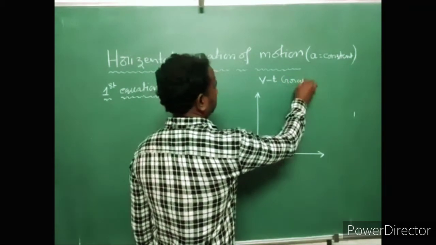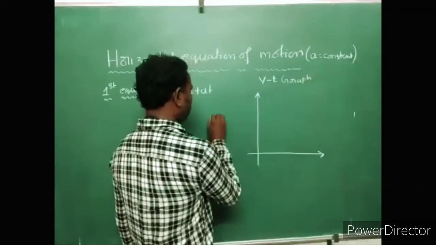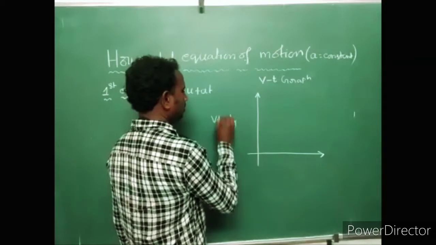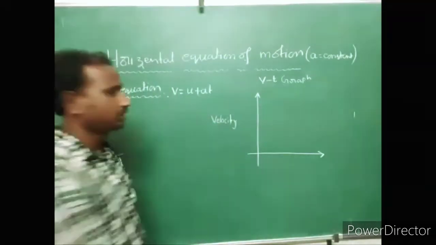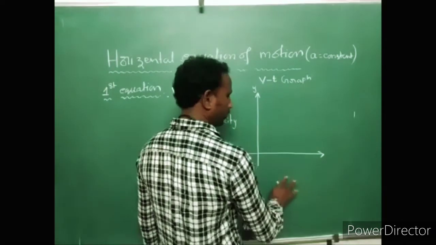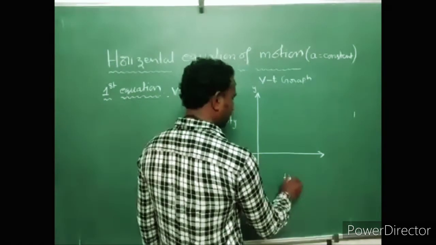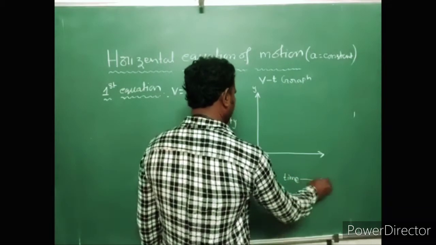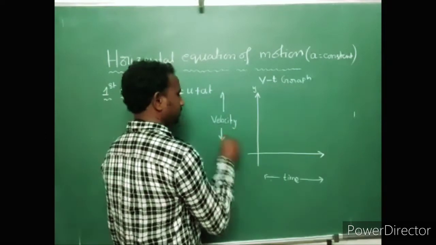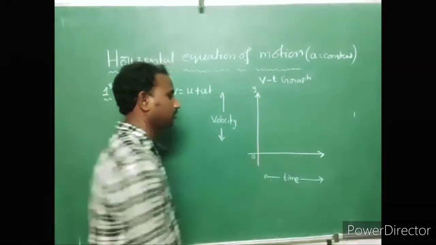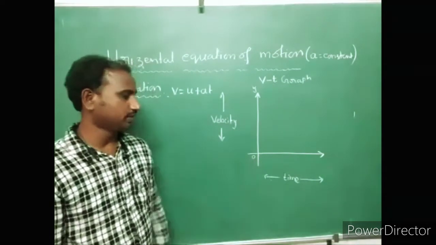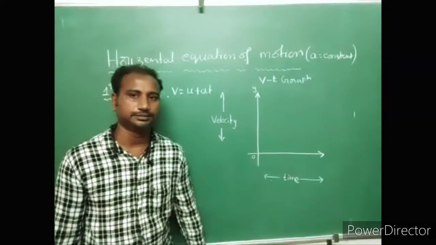Velocity values we have to consider on y-axis, and time values we have to consider on x-axis. The x and y-axis intersect at a point. This point we have to represent O. Intersection of x and y-axis we represent O. It is called the origin.